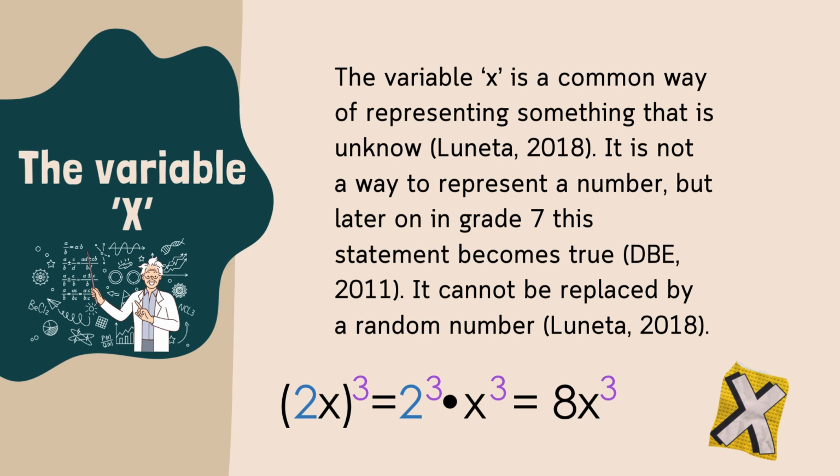The variable x. The variable x is a common way of representing something that is unknown. It is not a way to represent a number, but later on in grade 7 the statement becomes true. It cannot be replaced by a random number. So in grade 4, 5, and 6, the variable x cannot be replaced by a random number. But once you get to grade 7, your teacher will teach you that the variable x can be represented by another number. But for now, all you need to know is that the variable x is just a common way of representing something that we don't know, that we don't have any answers to.